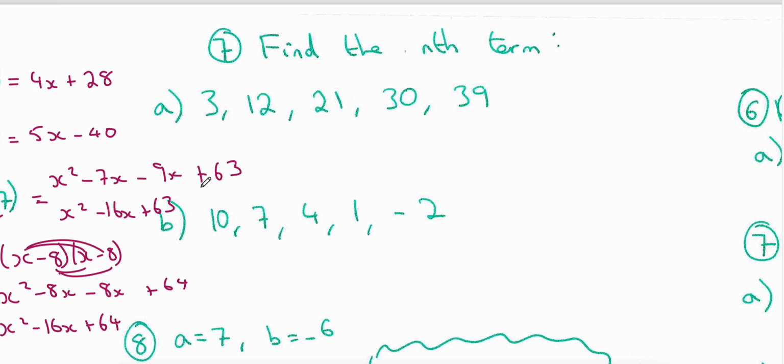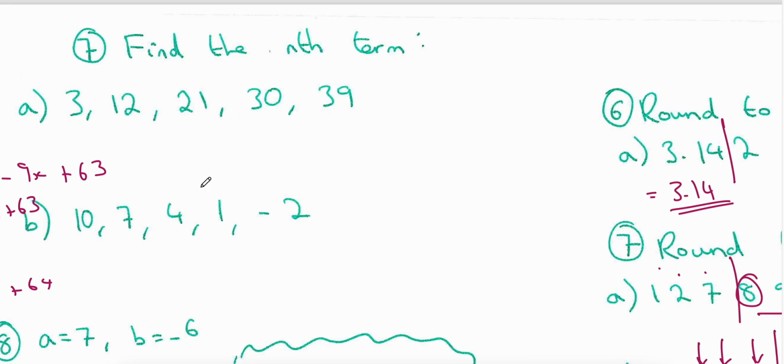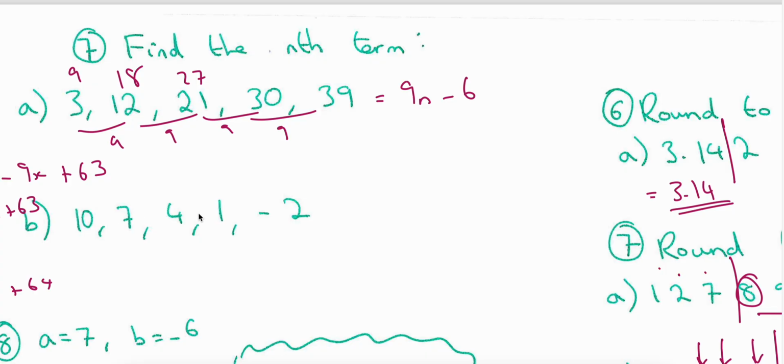Right, we've got a couple more questions now. Find the nth term rule. So the nth term rule, you work out which times table it's related to. It's going up by 9 every time because the difference here is 9. So it's 9, 9, 9, 9. So it's 9n. And how do I get from the 9 times table back to my sequence? I take away 6. Next up, it's going down by 3. So it's negative 3n. But what do I do to the negative 3 times table to get back to my sequence? I add on 13 every time. So it's minus 3n plus 13, which is the same as 13 minus 3n. There we go.